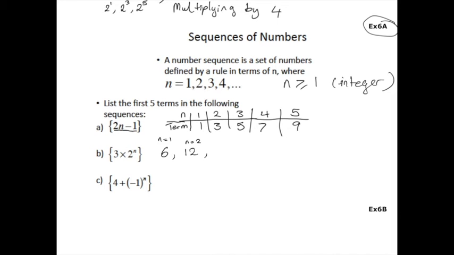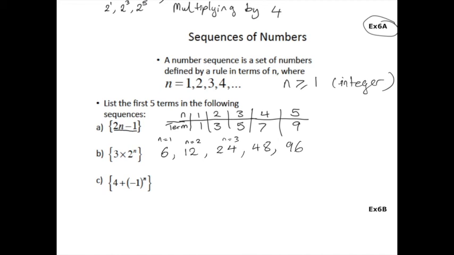N is 3. 24. Try and do what you can without a calculator because you may have to. That's n is 3. N is 4. 2 to the 4 is 16. Yep, 16 times 3. When n is 5, 96, yes. Beautiful. Everyone okay?